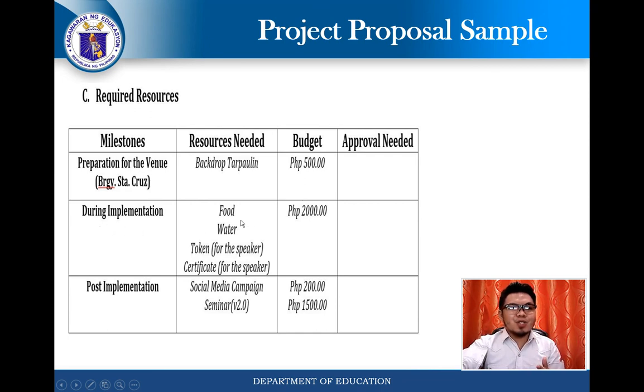Then, during implementation, so yung mga magtotalk nating mga resource speakers, they need food, water, token, and certificate. So, nilagay namin ang budget, halimbawa ng 2,000 pesos. Then, post-implementation, which is yung mga sinabi ko kaninang projects, so lalagyan din natin sila ng budget. Lahat naman to meron ditong section for approval. Siyempre, yan ay dadaan sa mga respective personnel.